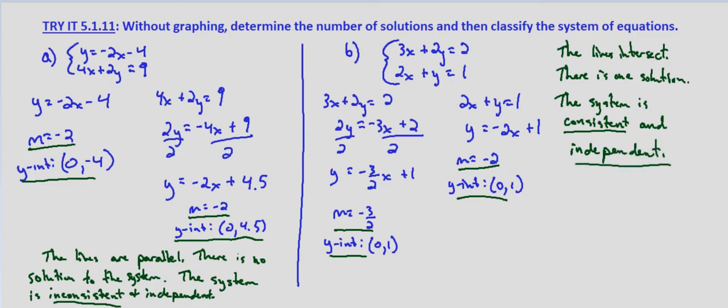So in our first example, we saw that the lines are parallel. This means there's no solution to the system. The system is both inconsistent and independent. In our second system of equations, we found that they have different slopes. They happen to have the same y-intercept, but the y-intercept doesn't really matter. If they have different slopes, the lines are going to intersect. They're not the same line, and they're not parallel. We just happen to see in this case that where they intersect is the y-intercept. But because they have different slopes, we know that the lines intersect, there's only one solution, and the system is both consistent and independent.